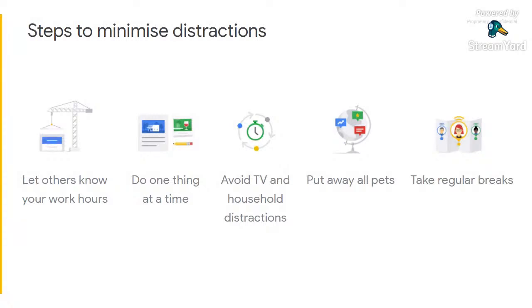And then you can also minimize the distractions by avoiding TV and household distractions. You may also want to put away all the pets. Also, it is very important as you are working at home. Remember, you've got loneliness, you've got a lot of things to think about, you've got a lot of things that you want to achieve. It is very important that you take regular breaks, right? So that you can be productive.